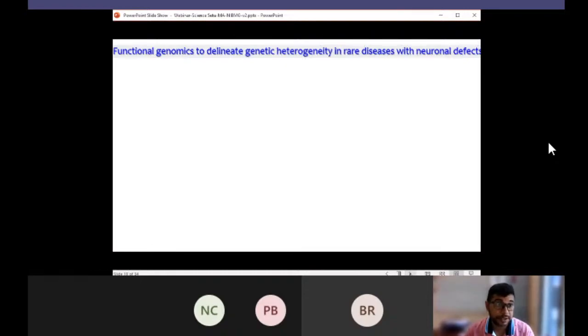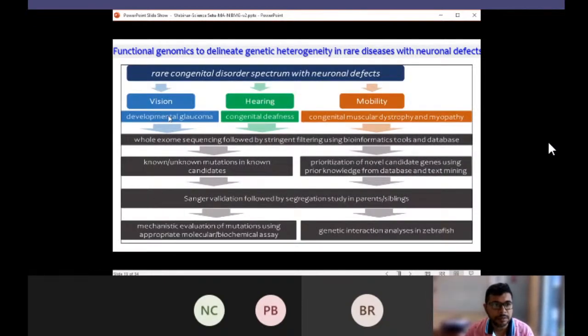So here at NIBMG we are interested in functional genomics to delineate the genetic heterogeneity in rare diseases with neuronal defects, where we are focusing mostly on vision, hearing, and mobility. So we have models like developmental glaucoma, congenital deafness, and congenital muscular dystrophy and myopathy. What we do is whole exome sequencing followed by stringent filtering using bioinformatics tools and databases. And then there are two parallel things going on. One is known and unknown mutations in the known candidates, and prioritization of novel candidate genes using prior knowledge from databases and text mining. Sanger validation, you need to do Sanger sequencing followed by segregation analysis in the parents or siblings, and then mechanistic evaluation of mutations using appropriate molecular and biochemical assays or genetic interaction analysis in zebrafish.